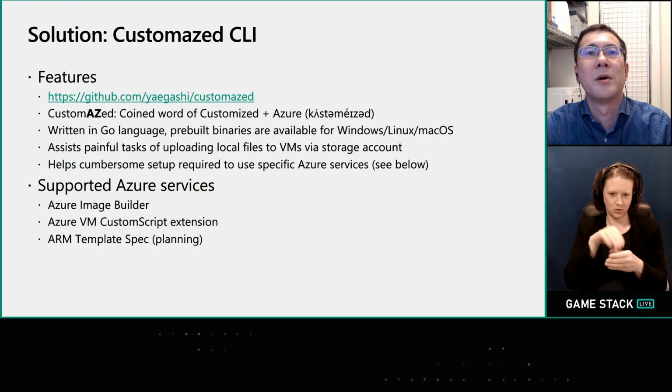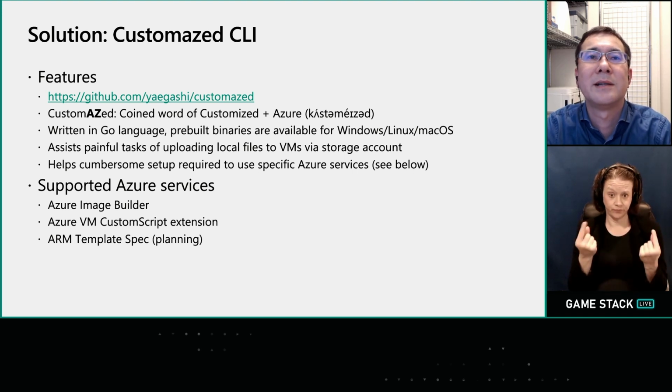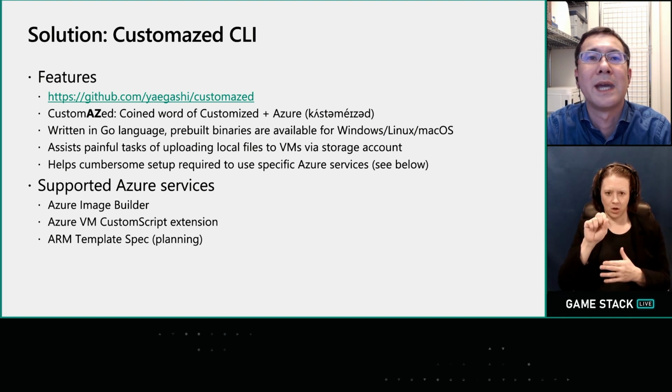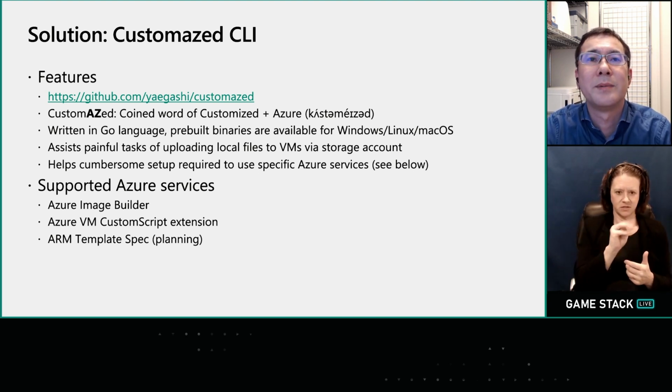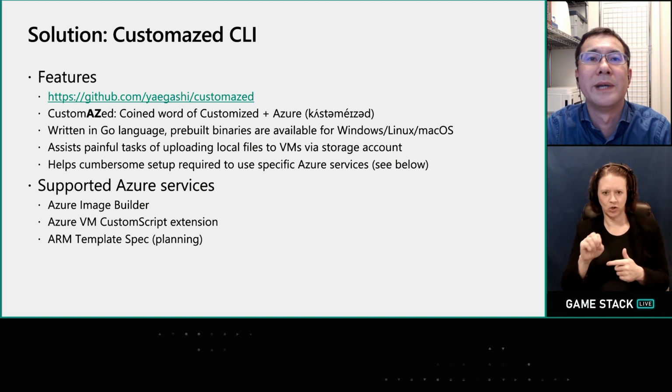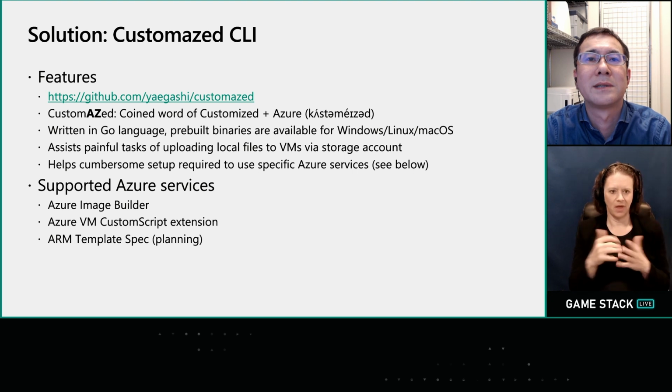As a solution, I have created a CLI tool named Customazed CLI. Customazed is a coined word that indicates a customized tool for Azure. It's written in the Go language. Pre-built binaries are available for Windows, Linux, and macOS. It helps you with cumbersome setup and painful file uploading tasks, which are optimized for various Azure services, including AIB.